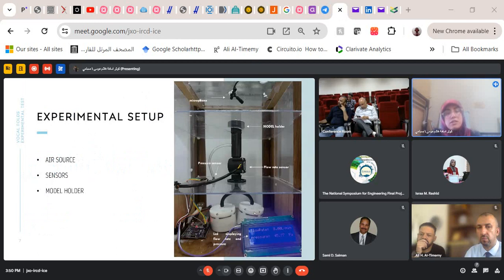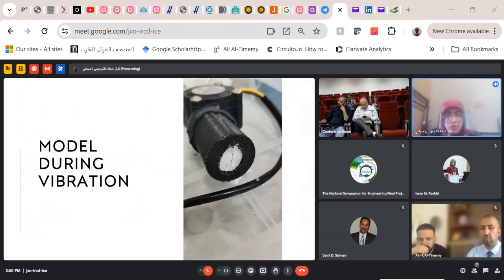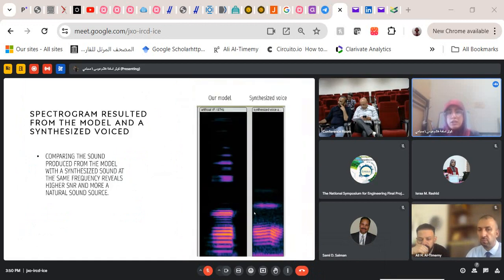This is the experimental setup I used. It consists of an air source, 2 pumps that resemble the lungs, and sensors like a flow rate sensor and a pressure sensor, and of course the model holder, the holder for the vocal fold. This is the vocal folds during vibration inside of the model holder, and this is the result in a spectrogram, which is the frequency shape in real time for the sound.